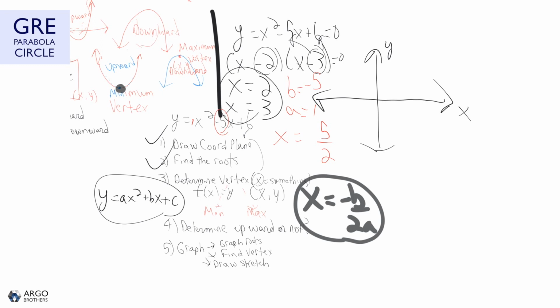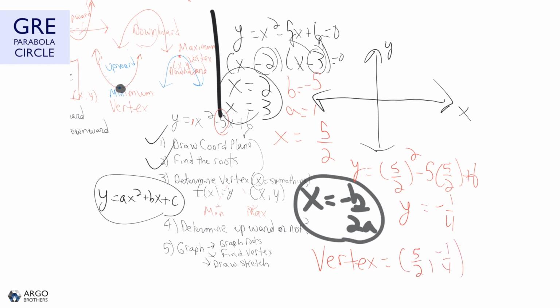Well, we plug it into the equation. So if we plug in 5 over 2 into y equals x squared minus 5x plus 6, what do we get? So I'll do that here. Y equals 5 over 2 squared minus 5 times 5 over 2 plus 6. And so what does that equal? Once you do the math, you'll get that y equals negative 1/4. So our vertex now is x comma y, or 5 over 2 comma negative 1 over 4.